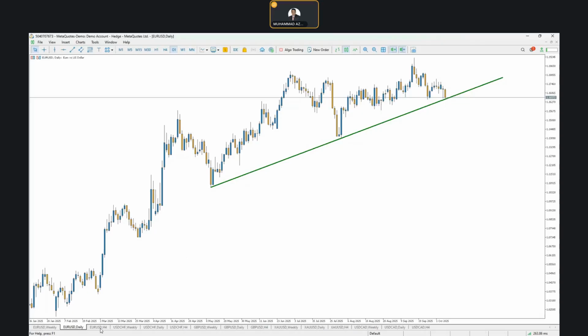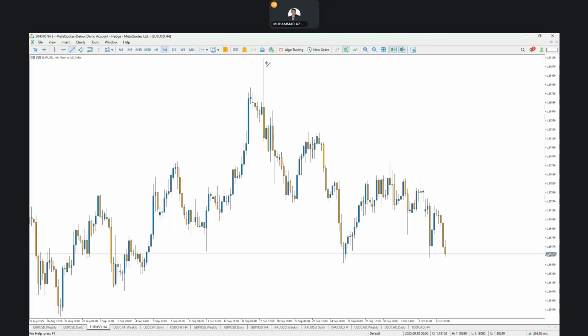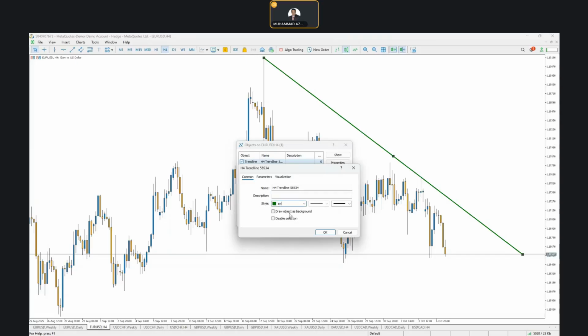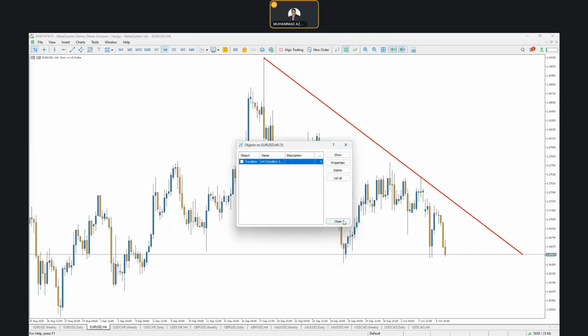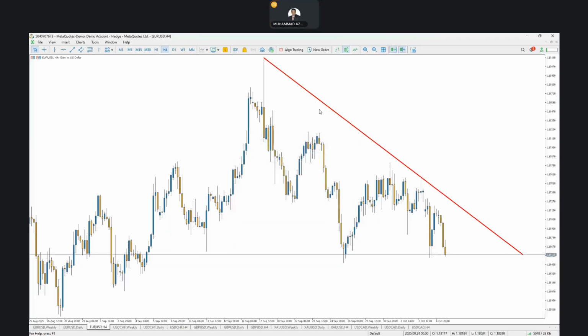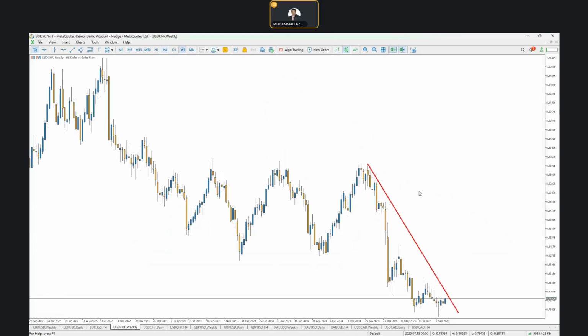However, if you take a look at 4-hour chart, let me draw a trend line over here. You see price action is trying to drop over here. Let me adjust this trend line and change the trend line color as well. So this is the Euro USD in 4-hour, and it seems to me price action is falling down in a 4-hour time frame. So we might get further weakness in price action, especially in a 4-hour chart. Now, next one is the US dollar Swiss franc.